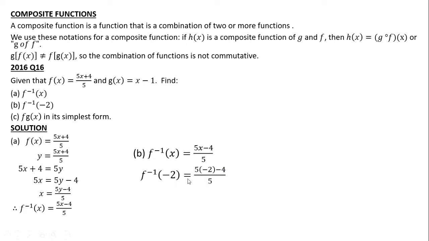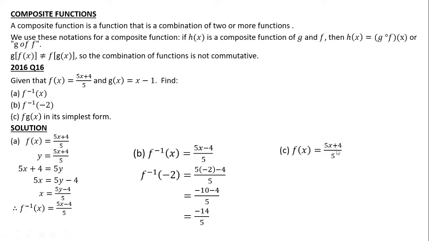f inverse of negative 2 is equal to, where there's x, replace a negative 2. Expand, 5 times negative 2 will give you a negative 10. Negative 10 minus 4 is the same as negative 14. So our answer, f inverse of negative 2 is equal to negative 14 over 5.